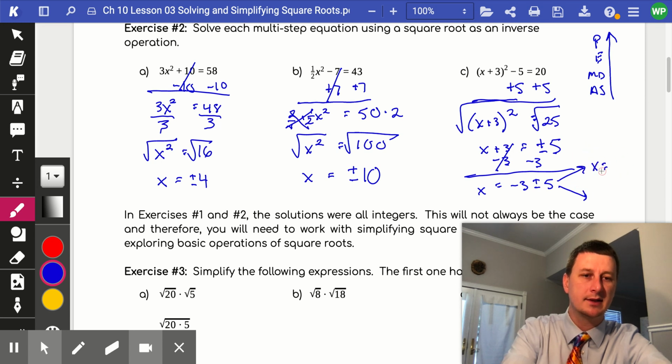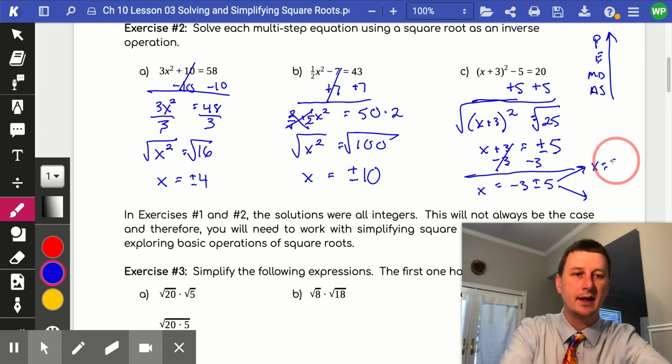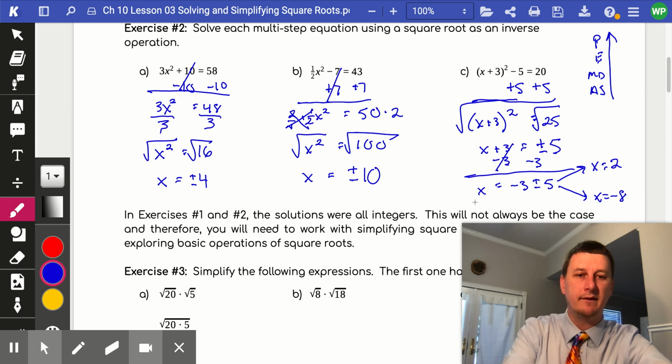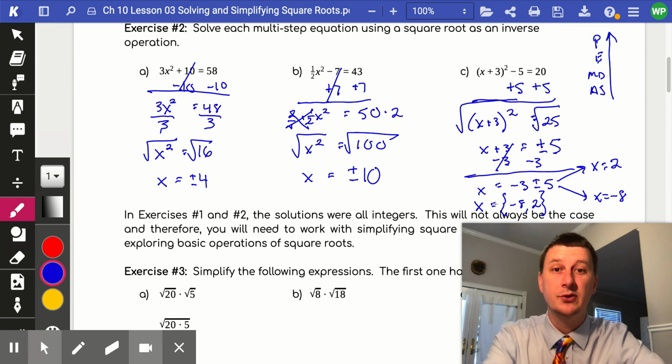So I'm going to have x is equal to, what's negative 3 plus 5? That should give you 2. And what's negative 3 minus 5? That should give you negative 8. So your two solutions here are x equals 2 and also x equals negative 8. And if you want to write that in the fancy way, you can write it as x equals this curly bracket, negative 8, comma 2, and close the curly bracket to represent this solution set.